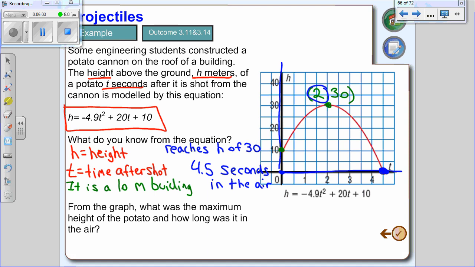People don't realize there's a lot to a graph when you look at it. Any questions about those things? Analyzing a basic graph.